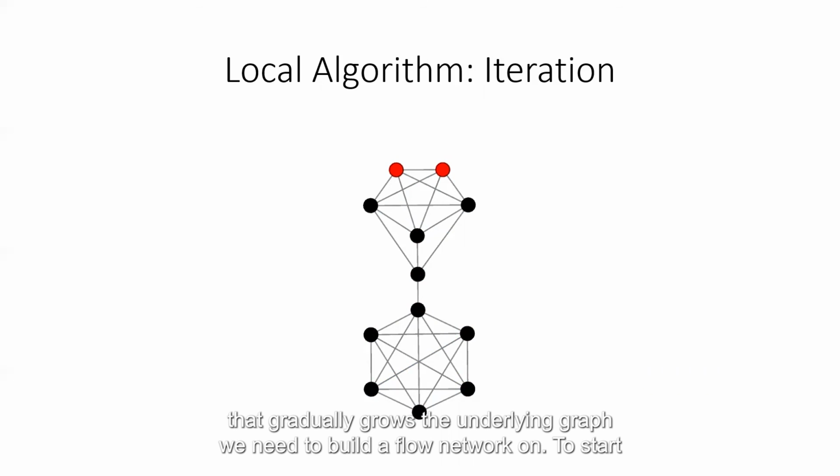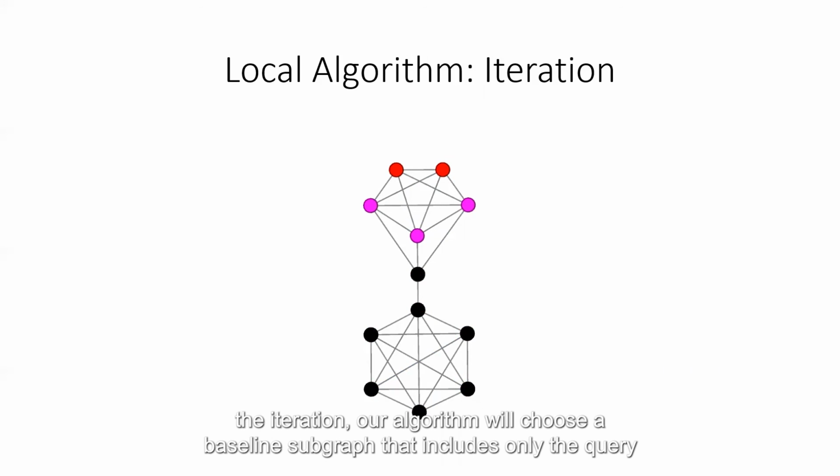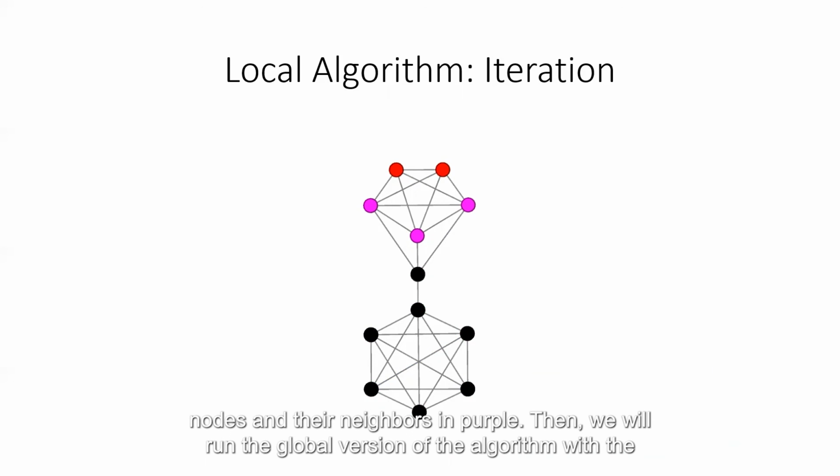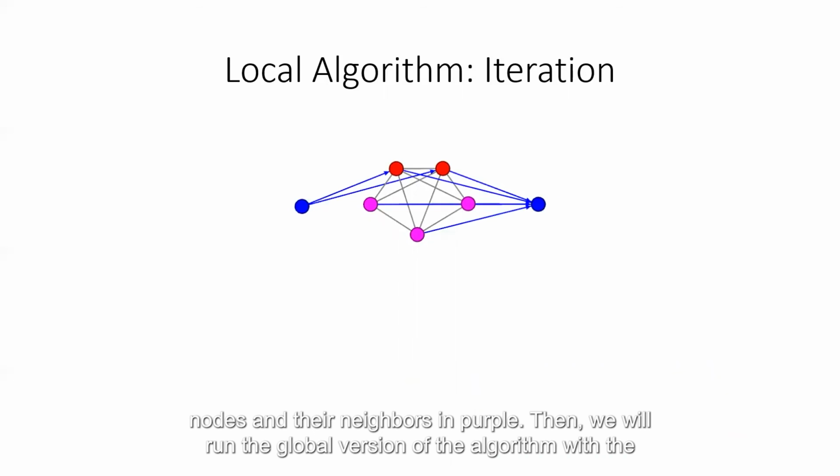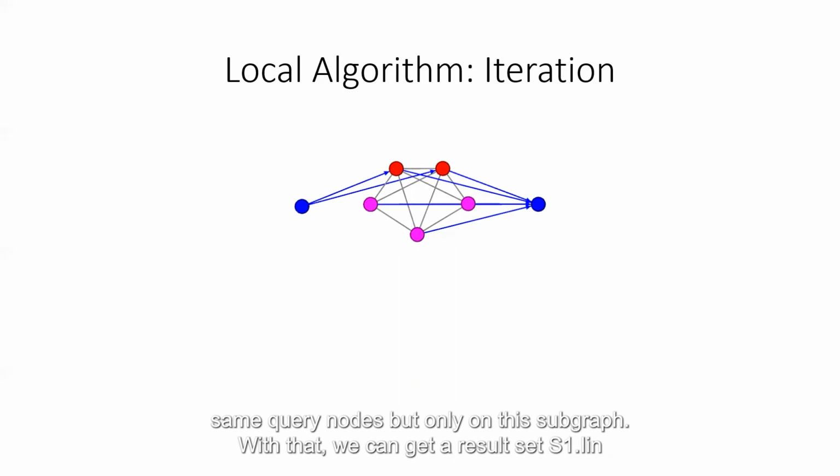A local algorithm, however, uses an iterative process that gradually grows the underlying graph we need to build a flow network on. To start an iteration, our algorithm will choose a baseline subgraph that includes only the query nodes and their neighbors, in purple. Then we will run the global version of the algorithm with the same query nodes, but only on this subgraph. With that, we get a result set S1.